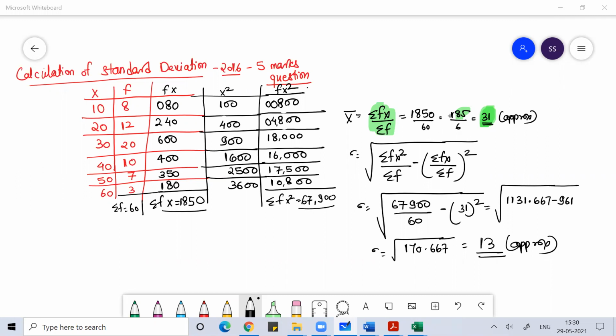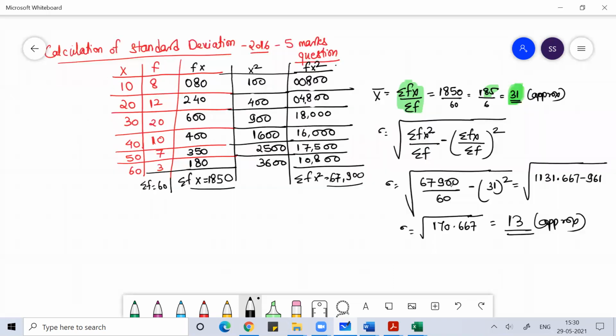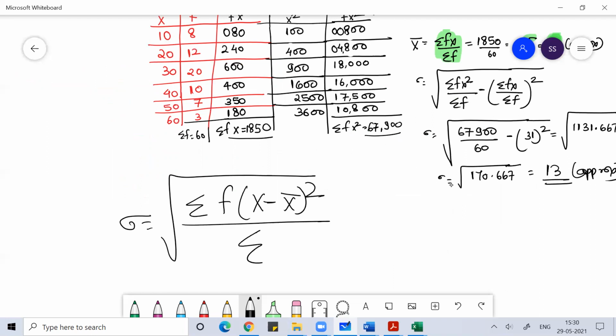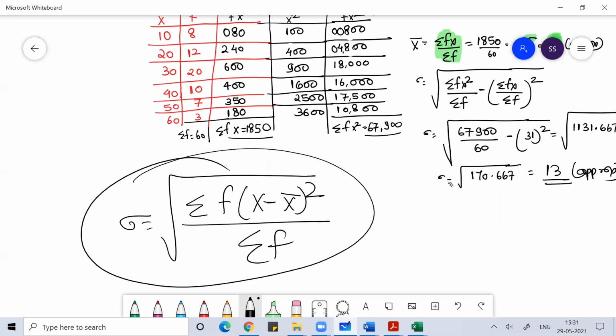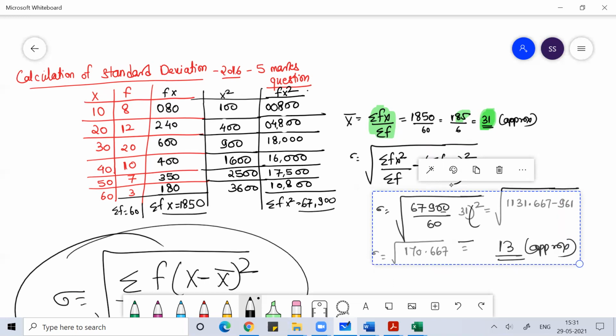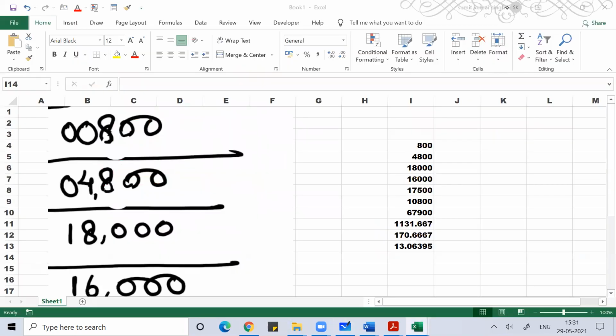So this calculation and all. The same thing we can do in MS Excel also, if you want, with another formula. I'll prove that you will get the same answer. The standard deviation is the square root of summation of f times (x minus x bar) whole square by summation of f. You use this formula also, you'll get the same answer, so it doesn't matter, your answer will not change. Let's do the same thing in Excel.